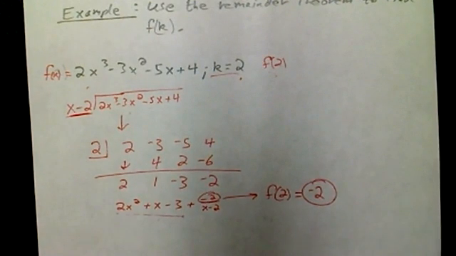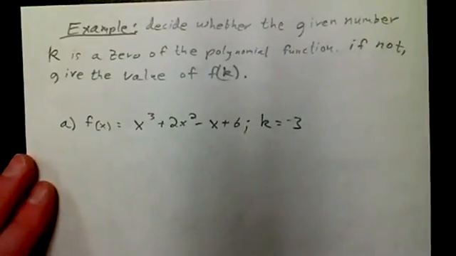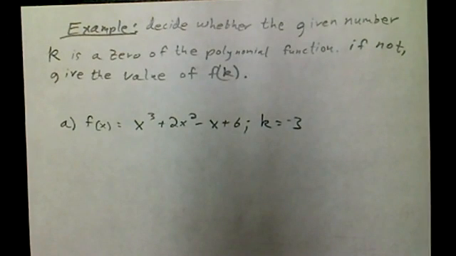And speaking of getting a remainder that gives me 0, let's look at this example. Decide whether the given number k is a 0 of the polynomial function.